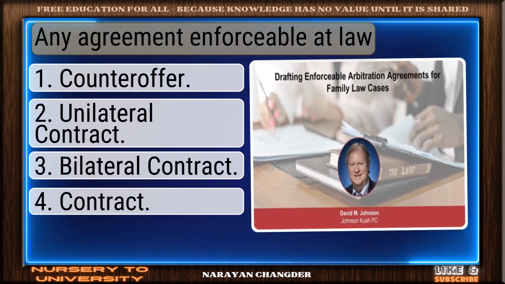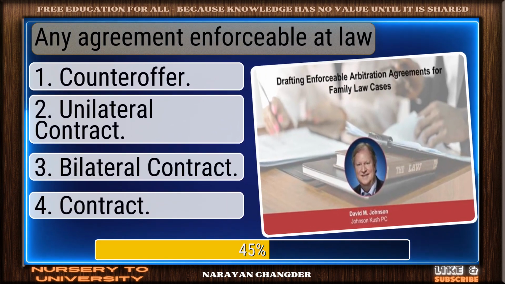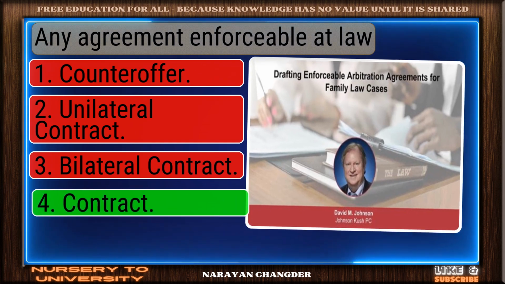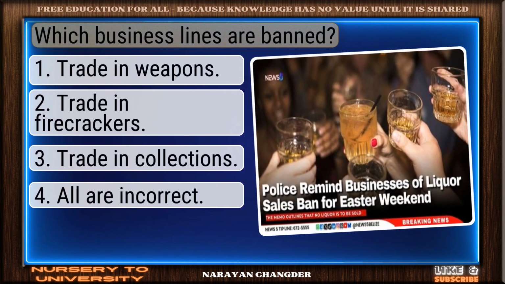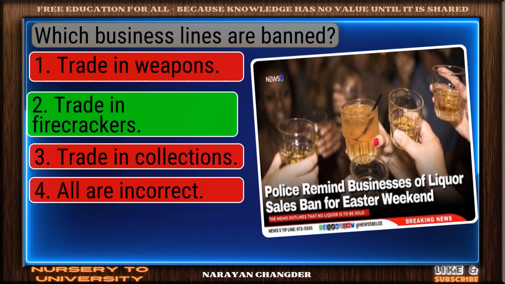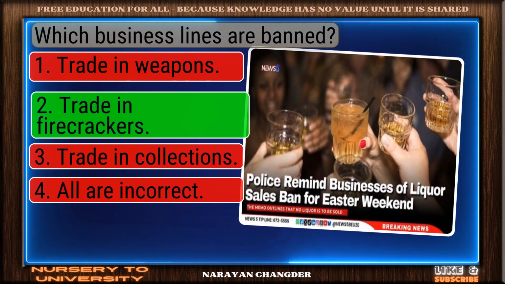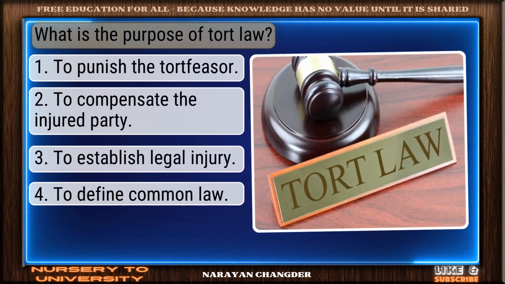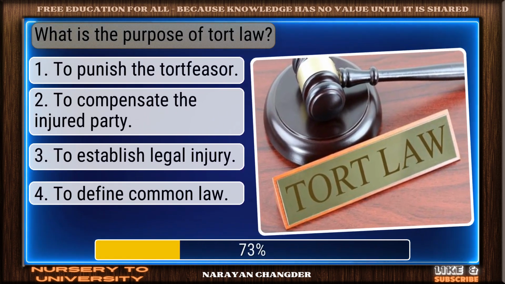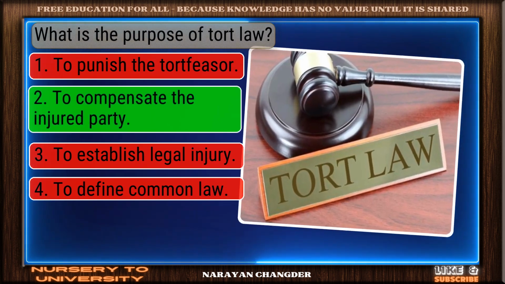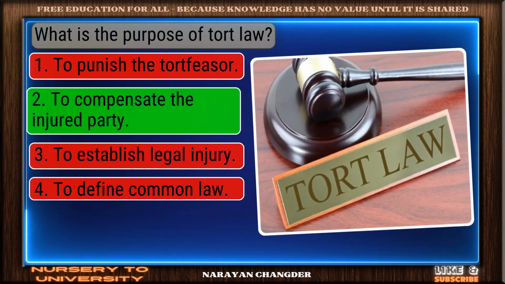Any agreement enforceable at law. Valid point. Contract is true. Which business lines are banned? Great thinking. Trade in firecrackers is the right choice. What is the purpose of tort law? Good thinking. To compensate the injured party is the right answer.